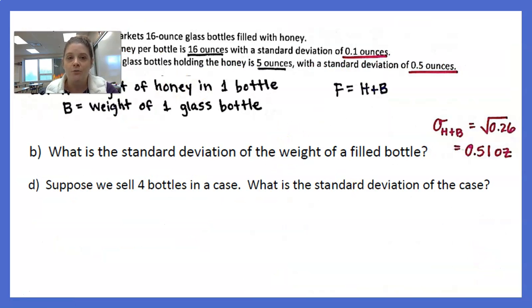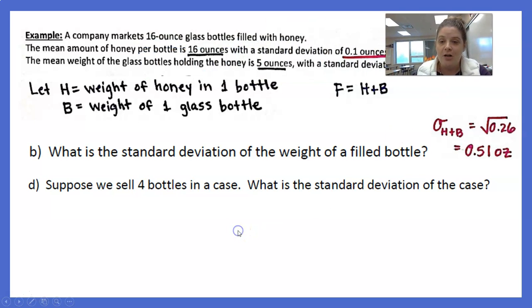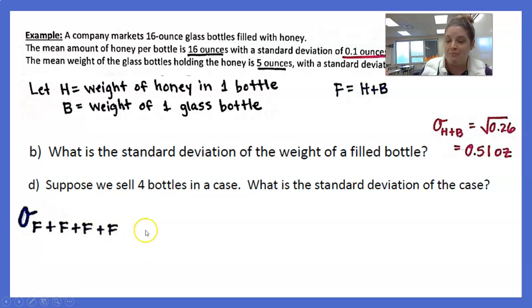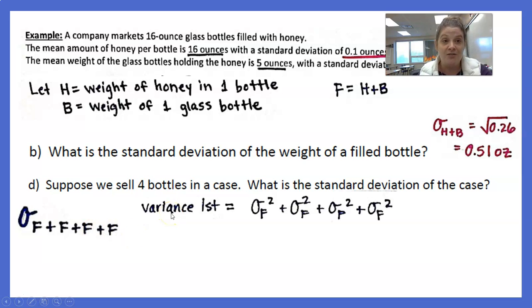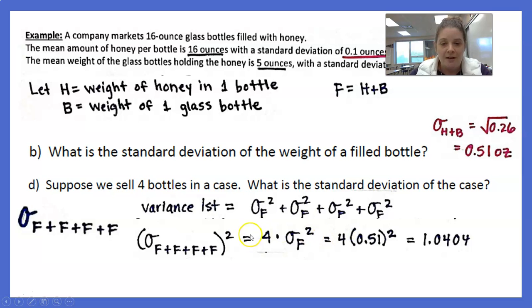All right, so back to the honey bottles then. Okay, if I'm talking about 4 bottles in a case, I want the standard deviation of f plus f plus f plus f. So I need to find the variance first. So I'm going to take the variance of f plus the variance of f plus the variance of f, or standard deviation squared, standard deviation squared, standard deviation squared. Okay, there's 4 of those for easy math here.